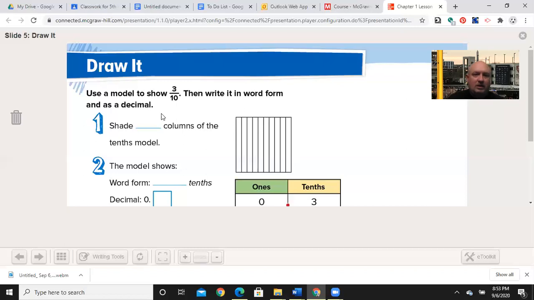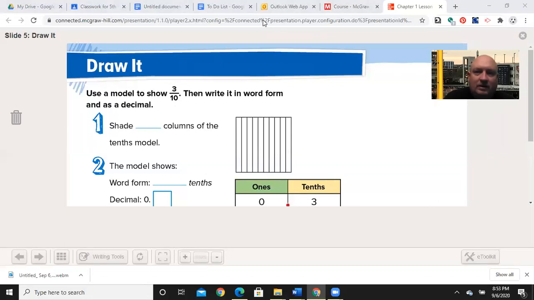So let us begin here. It says use a model to show 3/10. That's how we would read it. We read the number on the top as if just plain out, what is that digit? And then we would say tenths or hundredths or thousandths or fifths, whatever it might be. We add those extra sounds at the end.